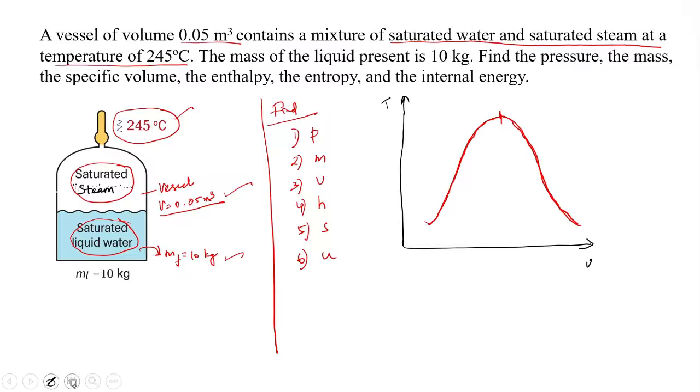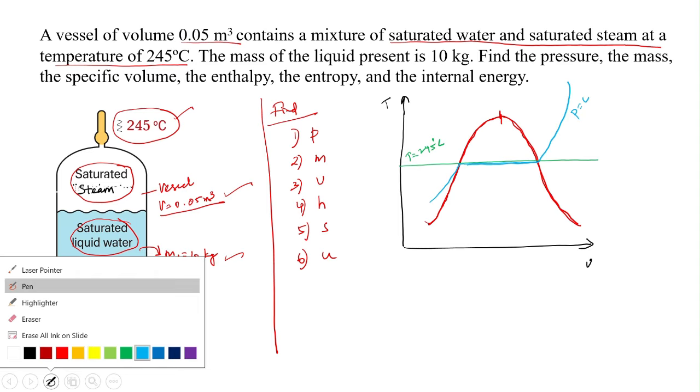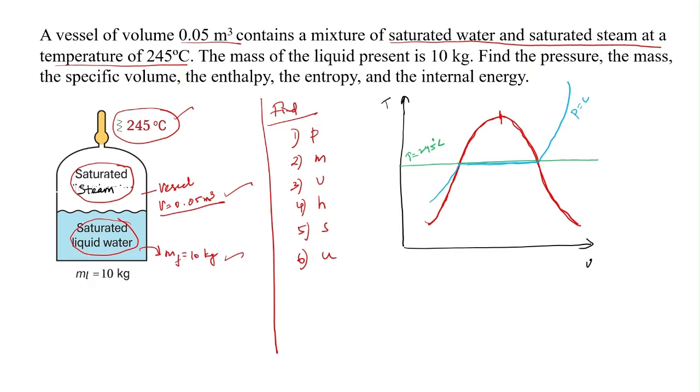Here in the T-v diagram, we draw the temperature line. This is the temperature line. You can assume the given temperature is T equal to 245 degrees Celsius. In the T-v diagram, the pressure line is like this. This is the constant pressure line, P equal to constant. The temperature is 245 degrees Celsius. Here you can identify which condition the mixture exists in. In the problem, it is clearly specified: it is a mixture of saturated water and saturated steam. So it is in a mixing condition.